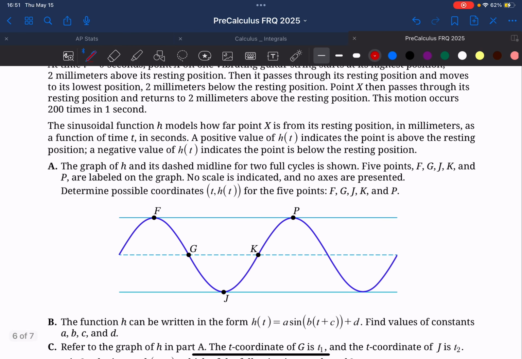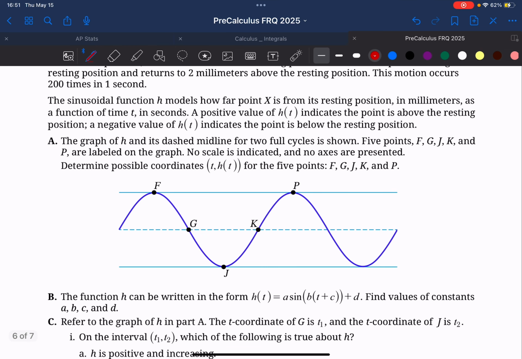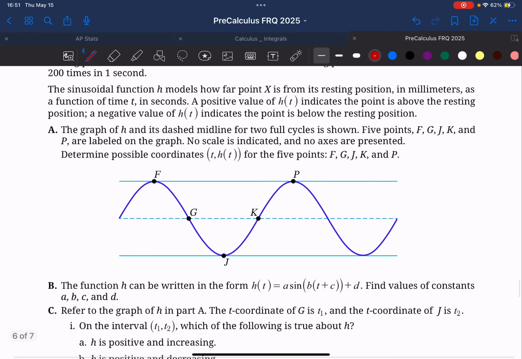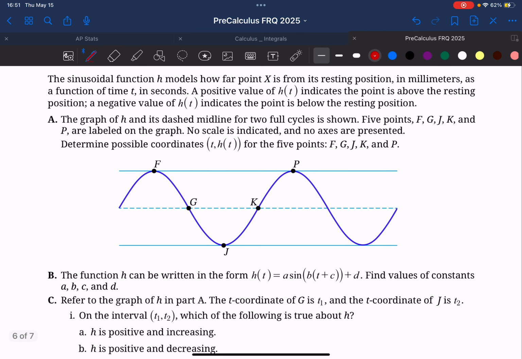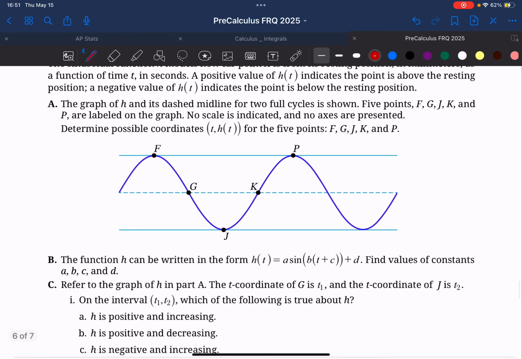The sine function h models how far point X is from its resting position in millimeters as a function of time t in seconds. A positive value of h of t indicates the point is above the resting position, and a negative value indicates the point is below the resting position. Part A, the graph of h and its dashed midline for 2 full cycles is shown. 5 points F, G, J, K, and P are labeled on the graph. No scale is indicated, and no axes are present. Determine possible coordinates for the 5 points.